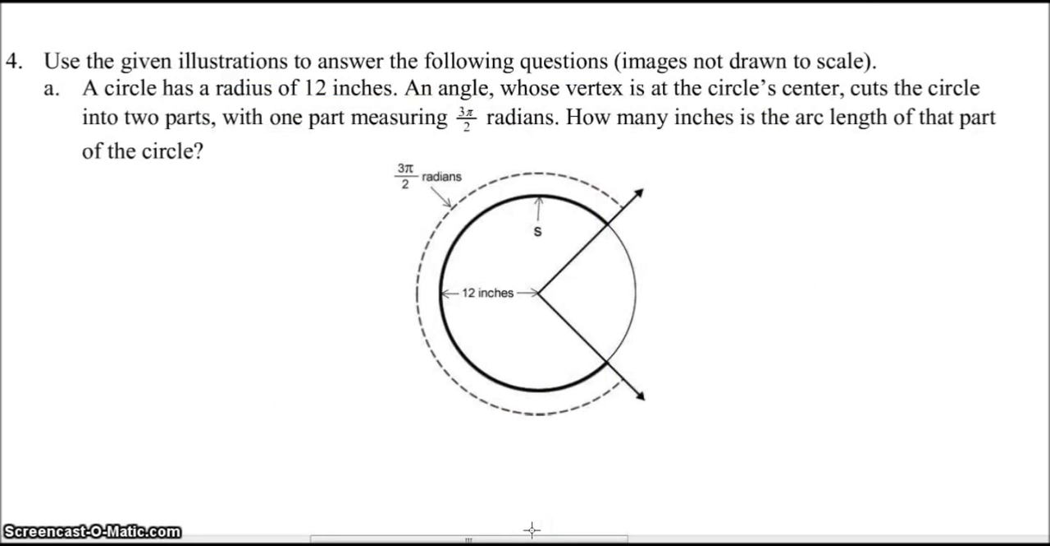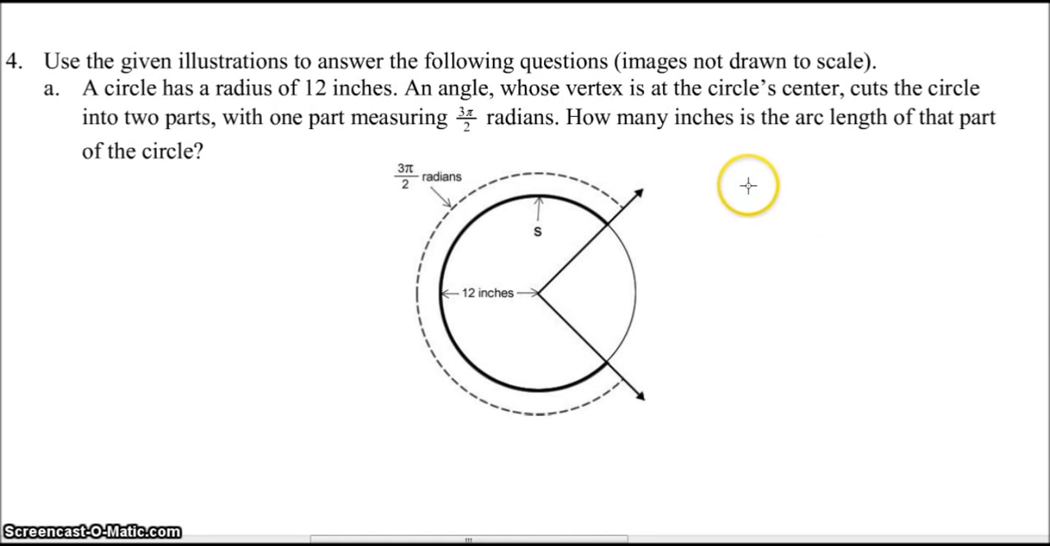Use the given illustrations to answer the following question. A circle has a radius of 12 inches. An angle whose vertex is at the center of the circle cuts the circle into two parts, with one part measuring 3 pi over 2 radians. How many inches is the arc length of that part of the circle?